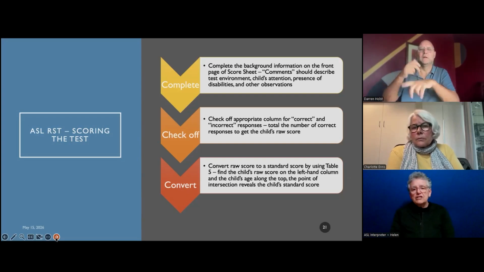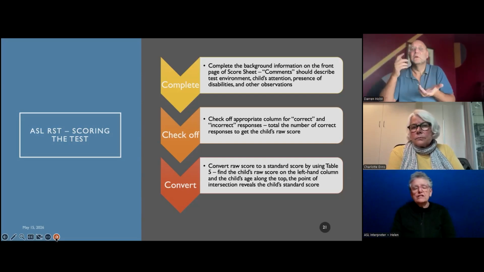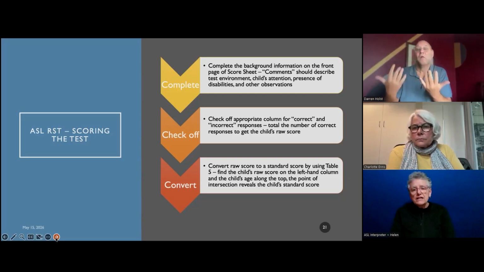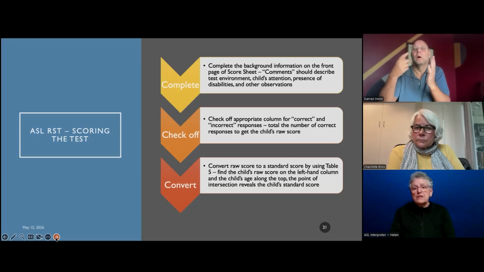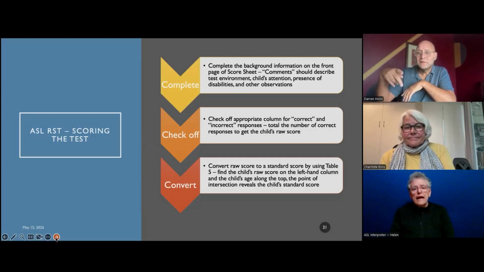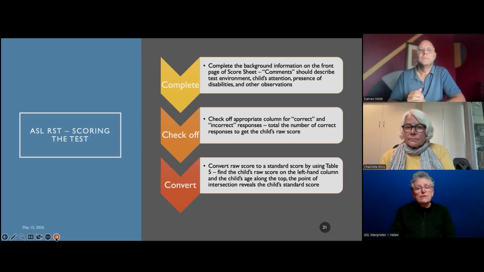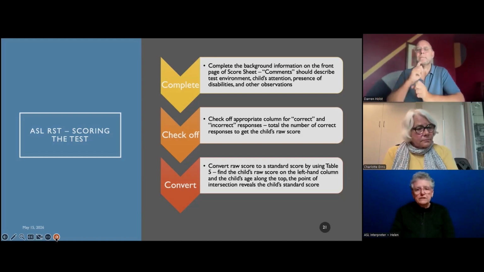In the comment section of the test, you can record if the child was sick, if they were paying attention, if they were distracted, maybe a fire alarm went off. Please document that as well. Anything that might have disrupted their attention. And maybe the child has, for example, autism or cerebral palsy. If you could document that too, that would be perfect.